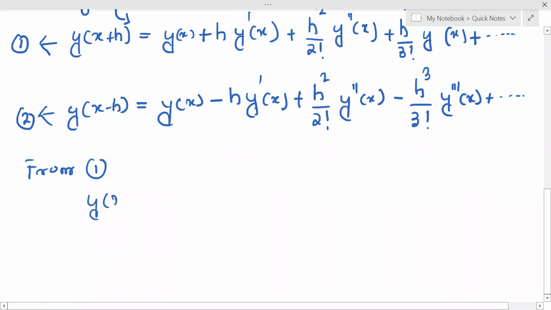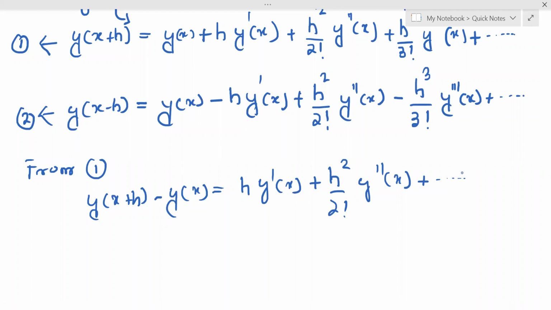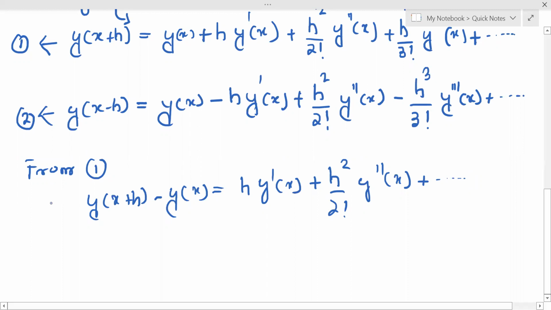y(x+h) - y(x) = h y'(x) + h squared by 2 factorial y''(x) + ... Just we have to consider y'(x), and the remaining value we consider as the error part. Then what is the value?